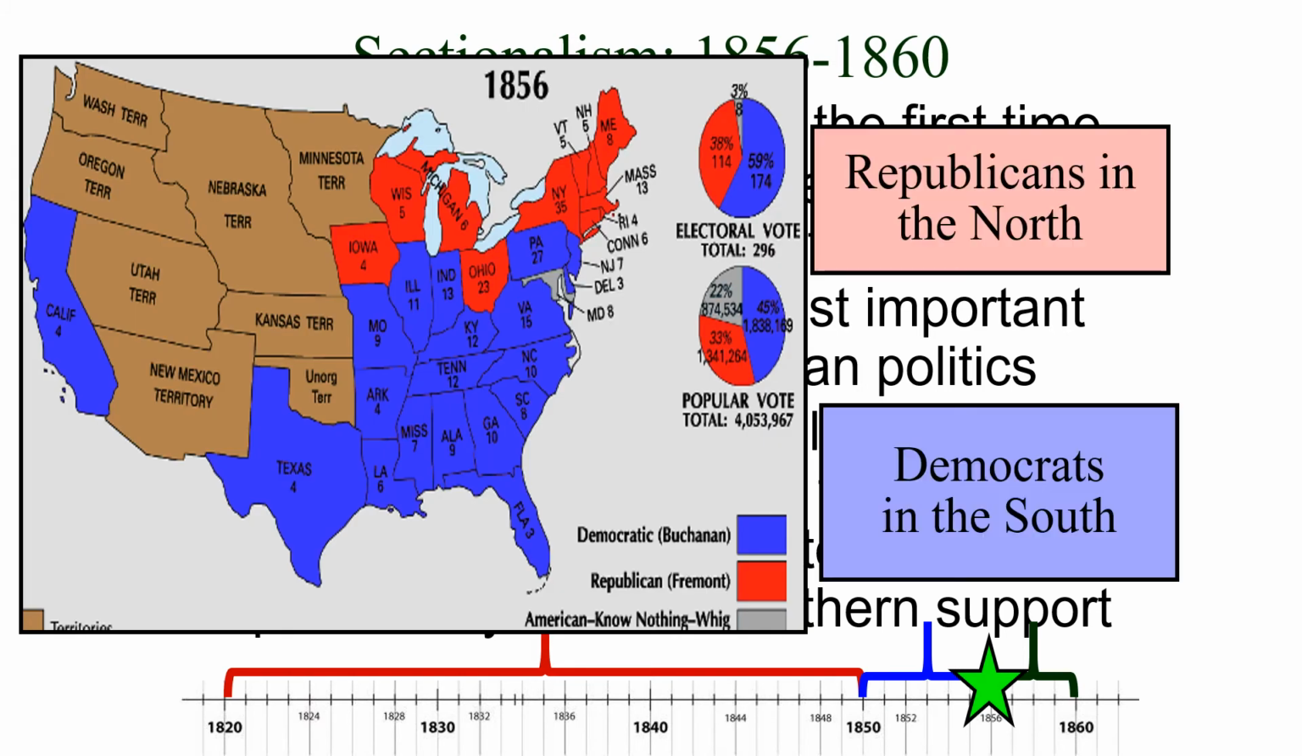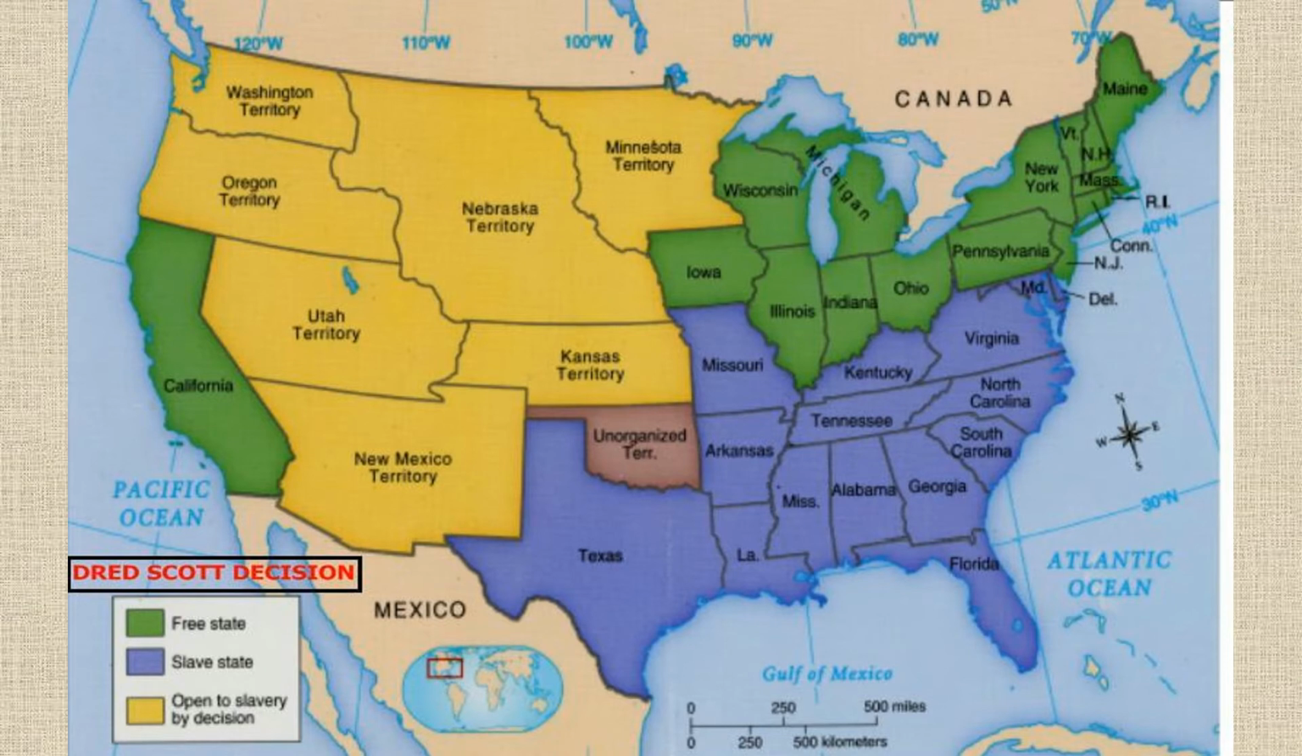So, for example, in the North, they were mostly Republicans because, in general, Republicans were against slavery, wanted to end it or stop it from expanding. And in the South, most people were Democrats because they wanted to protect the idea of slavery and allow it to continue. Now, all of this leads us into the election of 1860.